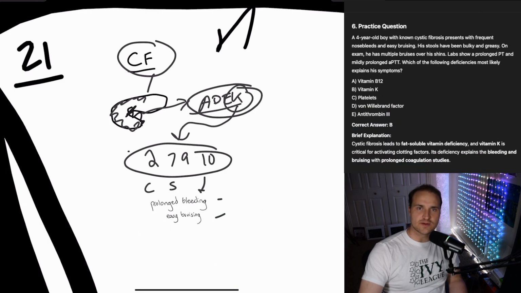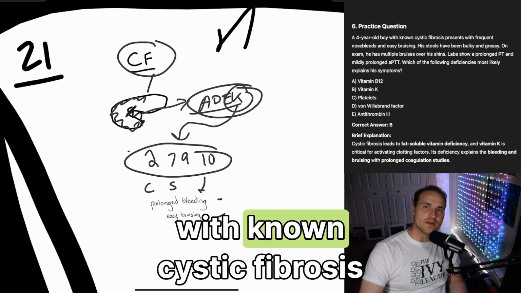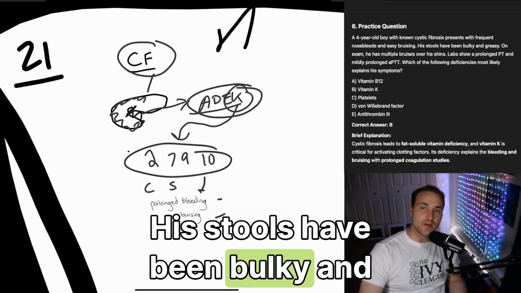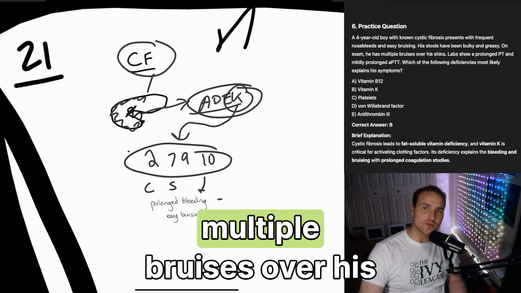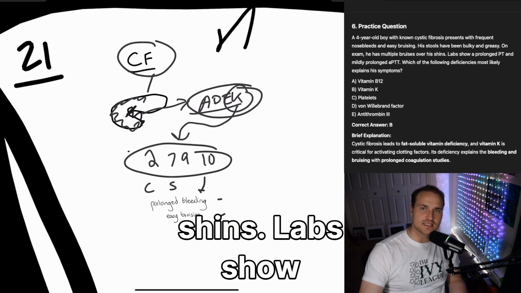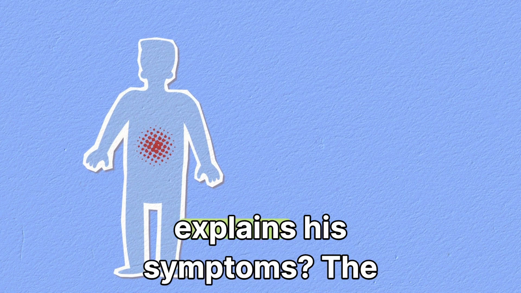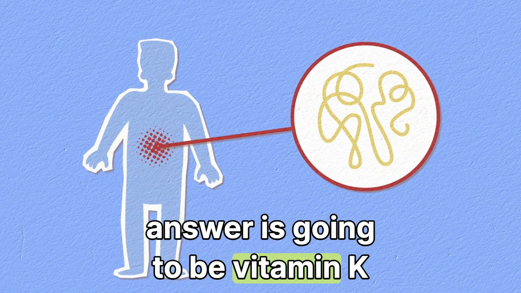Okay, let's do this practice question. We've got a 4-year-old boy with known cystic fibrosis presenting with frequent nosebleeds and easy bruising. His stools have been bulky and greasy, and on exam, he has multiple bruises over his shins. Labs show prolonged PT and mildly prolonged APTT. Which of the following deficiencies most likely explains his symptoms? The answer is going to be vitamin K deficiency.